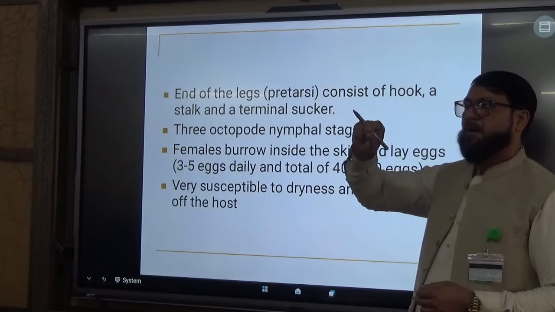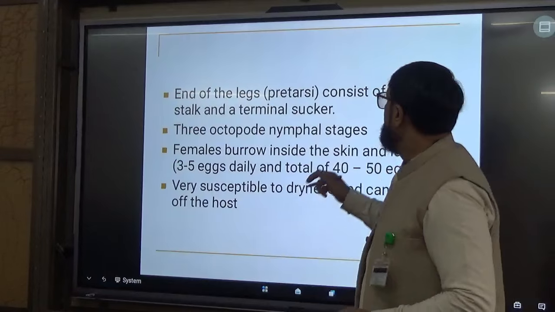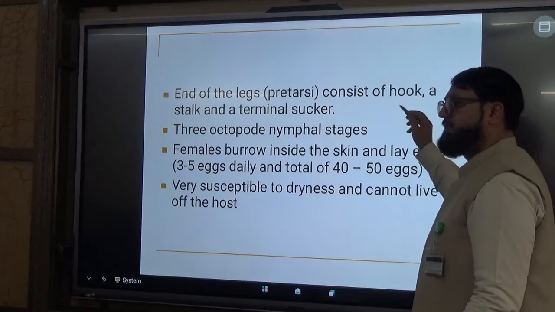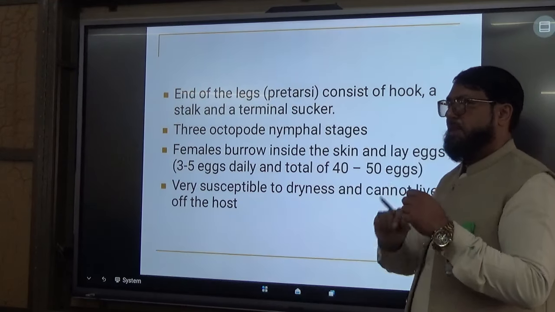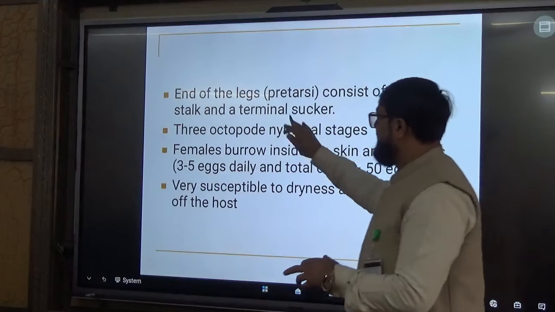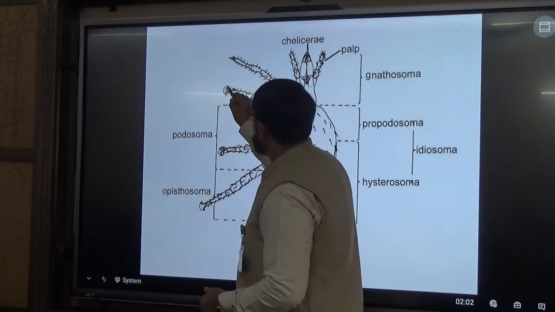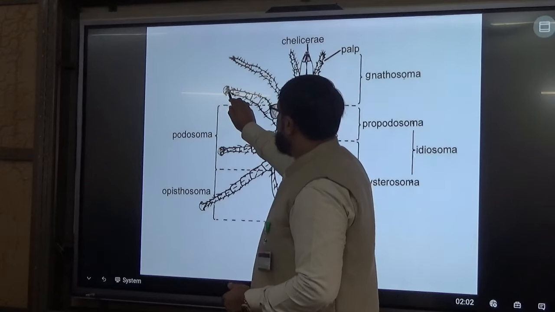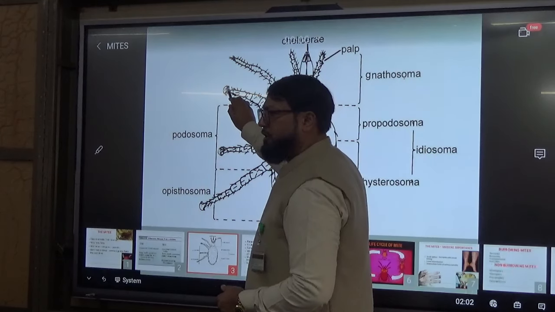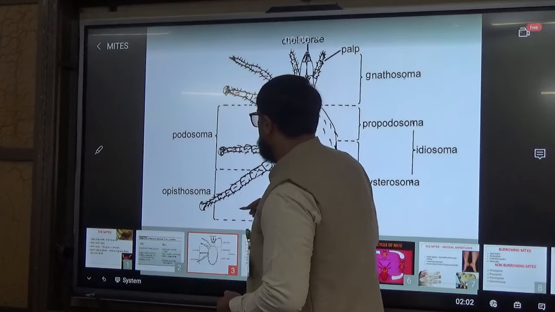At the end of the legs, the pretarsi consist of a hook, a stalk, and a terminal sucker. The terminal part of the leg, which in ticks ended up in the claw, here consists of a hook-like structure, and that hook is connected to a stalk, a long filament, and then a terminal sucker. In more detail, this particular part ends up in a hook, and then there is a short pedicel, or the stalk, and then it ends up in the sucker.